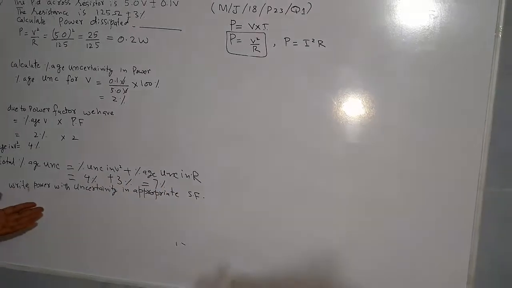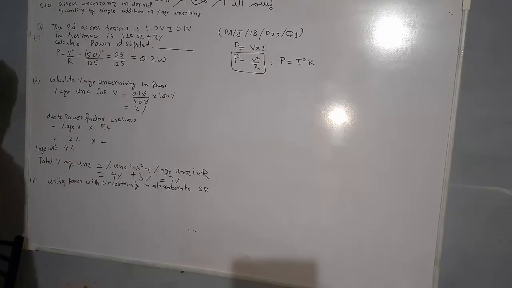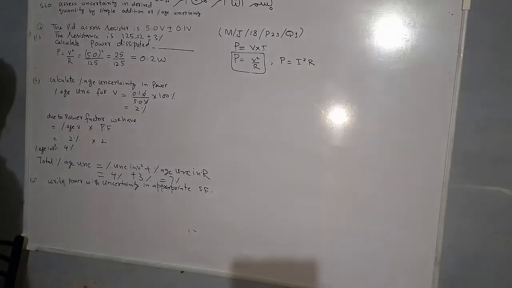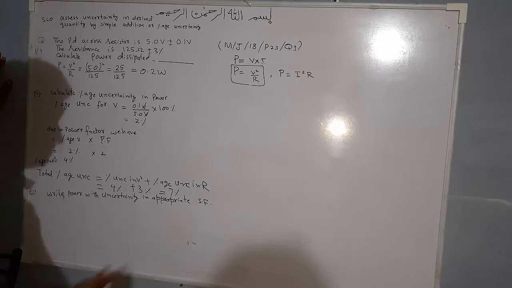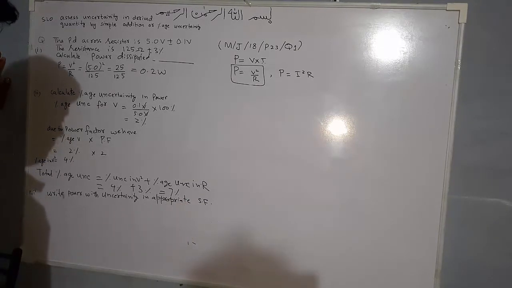Now finally, in the third part, they are asking, and this contains 2 marks. They have allocated 2 marks for it, and they have also assigned 2 marks for the calculation of power, and 2 further marks for this portion. So it means that they have given a 6-mark question. Okay, that is much easier. Now write power with uncertainty in appropriate number of significant figures.